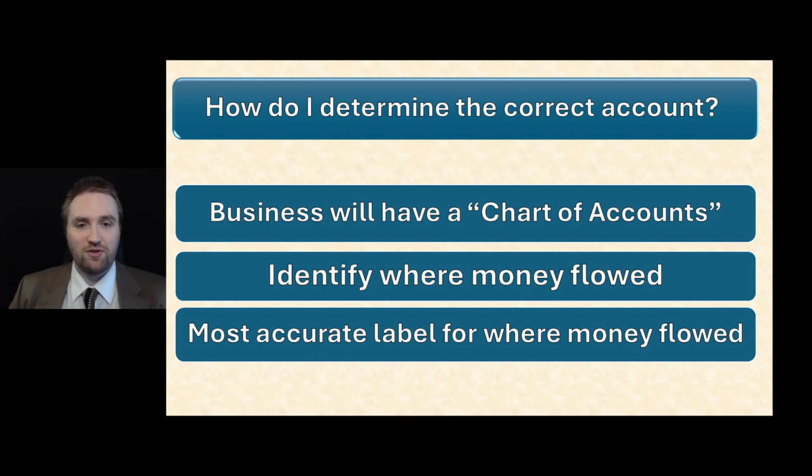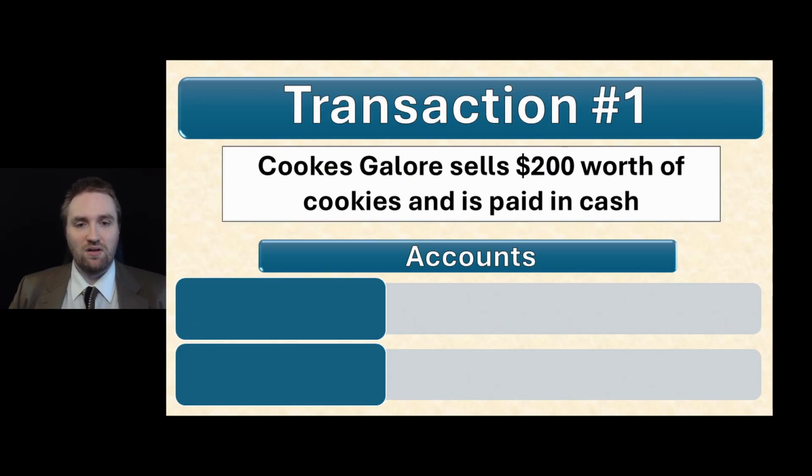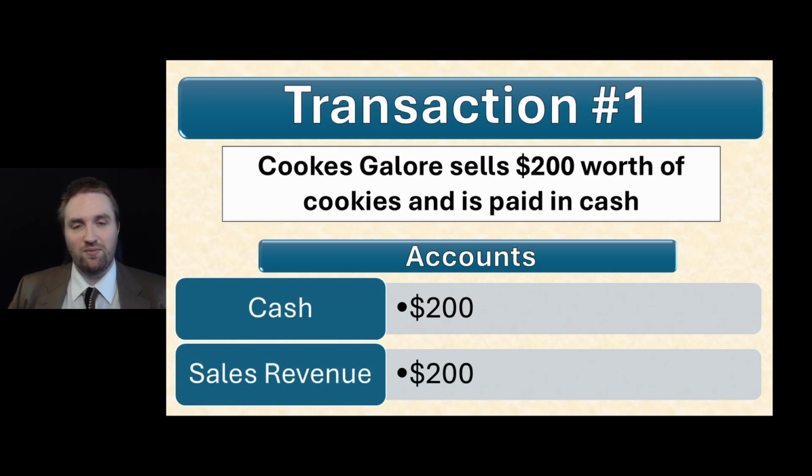On a very surface level, though, these accounts would be: Cookies Galore gained $200 in cash, so it would simply label that account as $200 in cash, a cash account. Cookies Galore gained $200 in revenue from a sale, we would label that account sales revenue. Right now, it looks like this. Cash, $200 increase. Sales revenue, $200 increase. Once again, we looked at the flow, where the money went, and then we gave our best honest idea of what we would call the account that money went into or out of.